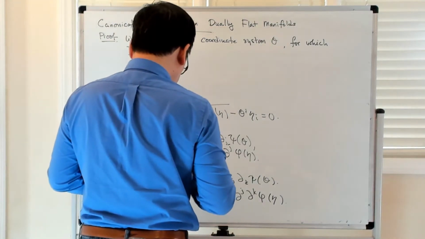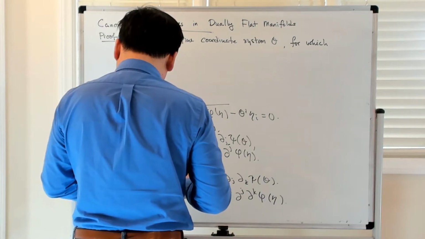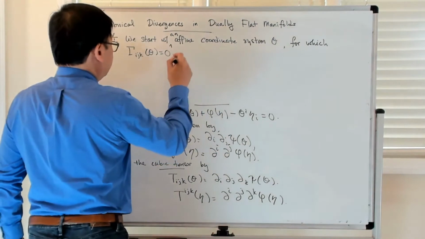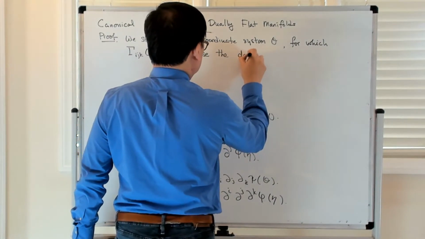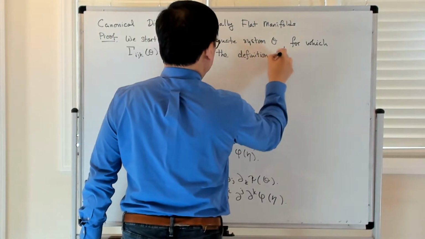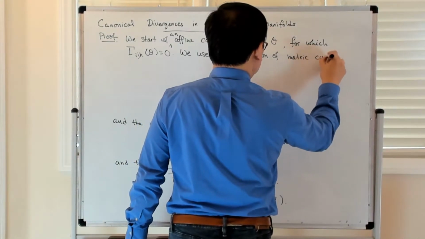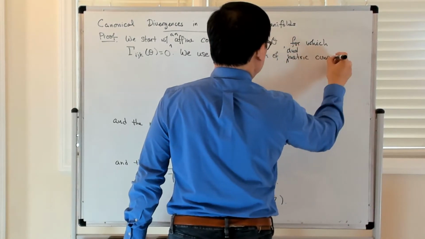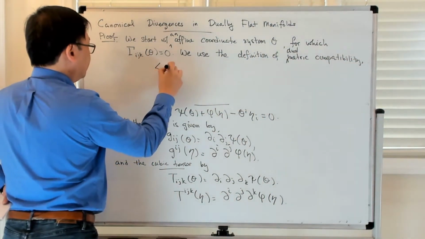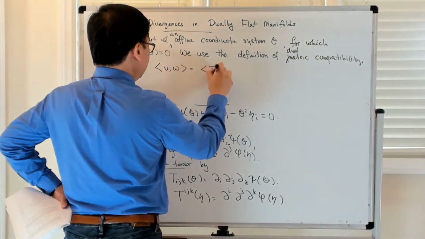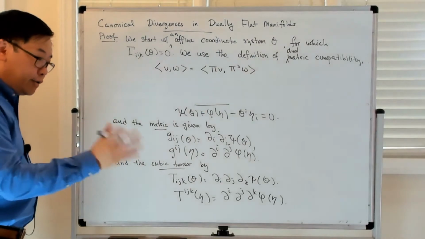So from this, what we do is use the definition of metric compatibility, which I would say is dual metric compatibility. If you recall, what that is saying is that you have vectors v and w, and you parallel transport one by one of the connections and the other by the other one, and you have this invariance of the inner product.